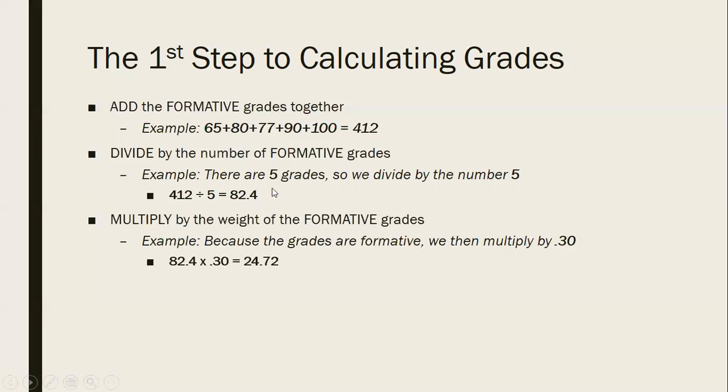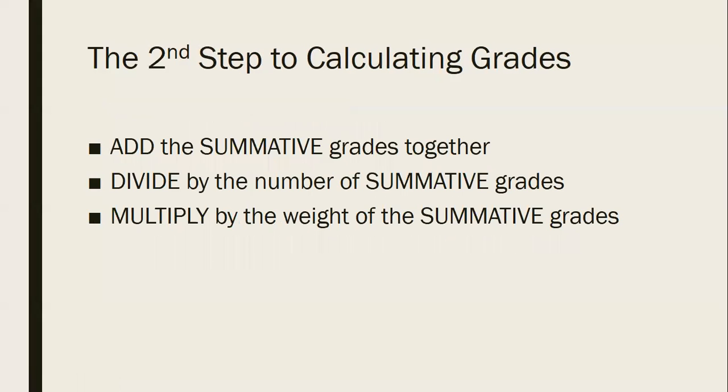But we have to remember that we're not done yet because we haven't multiplied by the weight of that formative grade. So because the grades are formative, we then multiply by 0.30, which is 30%, and we get this number, 24.72. Step 1 is now complete. Step 2 is doing the same process, but now with the summative grades.